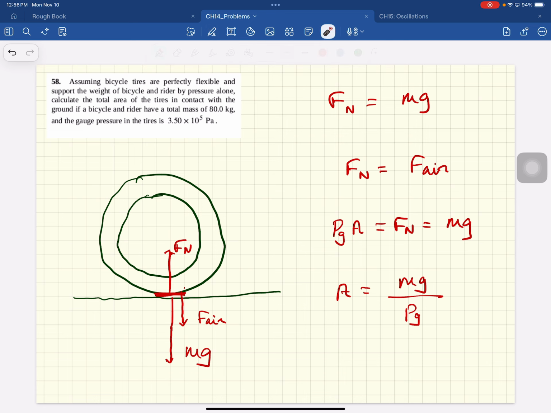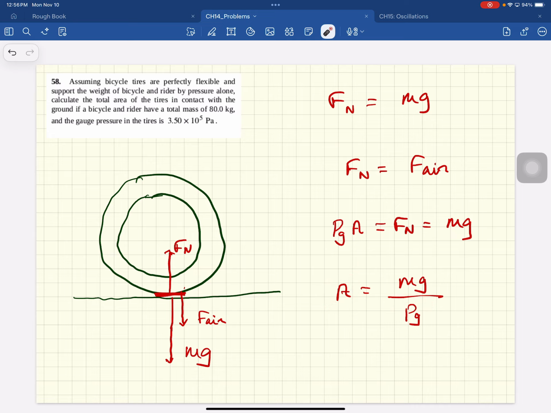Okay, so you see this equation: the more weight you have to support, the higher the gauge pressure of the air has to be in the tires. And if you want a small area, the gauge pressure has to be higher. So in racing bikes, the area of contact is smaller, so the pressure of air in the tires is higher for the same weight.